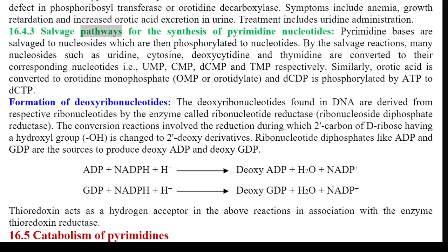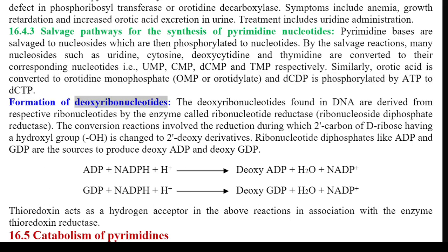16.4.3 Salvage pathways for the synthesis of pyrimidine nucleotides. Pyrimidine bases are salvaged to nucleosides which are then phosphorylated to nucleotides. By the salvage reactions, many nucleosides such as uridine, cytosine, deoxycytidine, and thymidine are converted to their corresponding nucleotides, i.e., CMP, dCMP and TMP respectively. Similarly, orotic acid is converted to orotidine monophosphate, OMP or orotidylate, and dCDP is phosphorylated by ATP to dCTP.